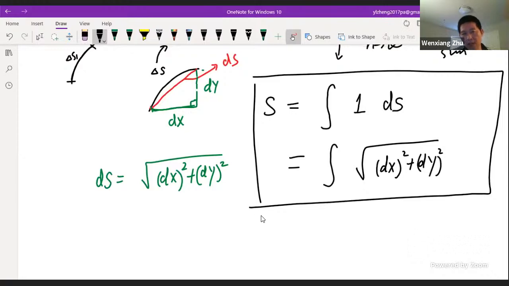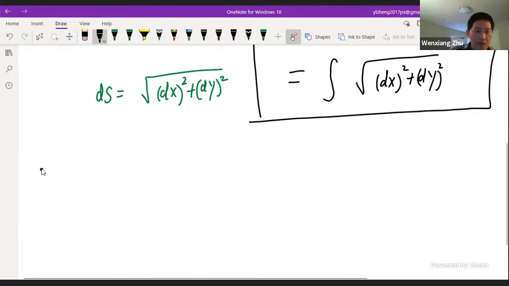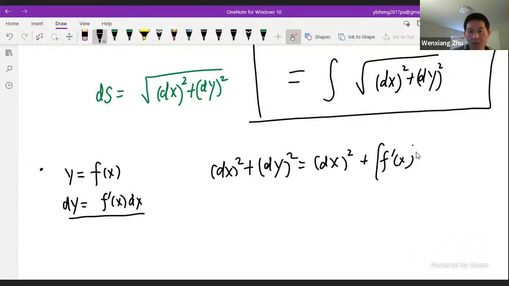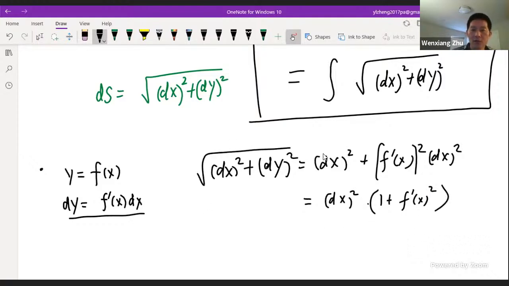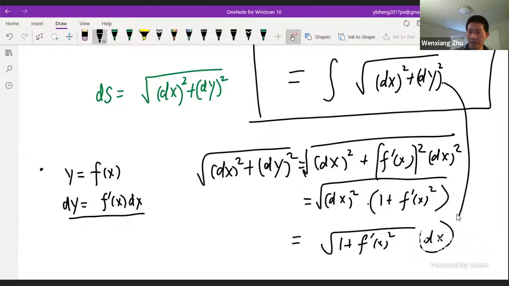Now you probably want to ask, how does this relate to the formula we did before? So you have two cases, okay? The first case is when you have y equals f of x, and we can calculate dy. dy is simply f prime of x dx, right? So now I can get my dx squared plus my dy squared, replacing dy by f prime of x times dx, so f prime of x squared dx squared. You pull out the common factor and you have 1 plus f prime of x squared. Then if you take the square root of all this, you end up with the square root of 1 plus f prime of x squared, times dx. So that formula converts to this case.